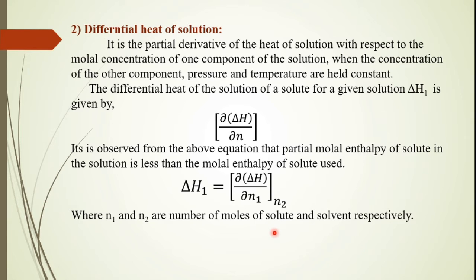That means the differential heat of solution is nothing but the change in the heat of solution with the change in concentration of one component, that means either the solute or the solvent, and the other component concentration is kept constant. If we calculate delta H2, that means the change in the heat of solution with respect to the change in the concentration of n2, where n1 is kept constant, that will be for delta H2. Is it clear to you now?